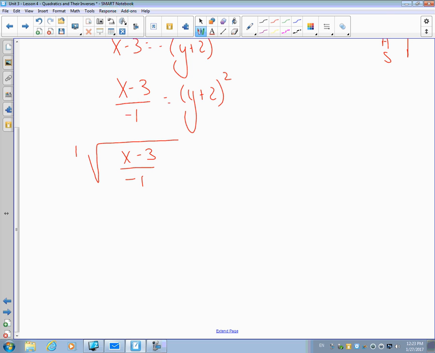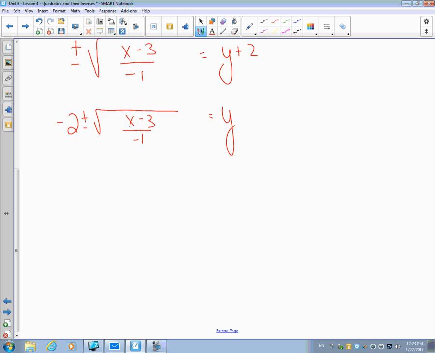Now here's one little trick. You need a plus and a minus in front. Okay, we don't know if we have the positive radical or the negative radical, so we have to put down both. We're left with y plus 2. And then we have to undo the brackets part, so that 2 comes over. It's going to go out front, and we're left with this equation.